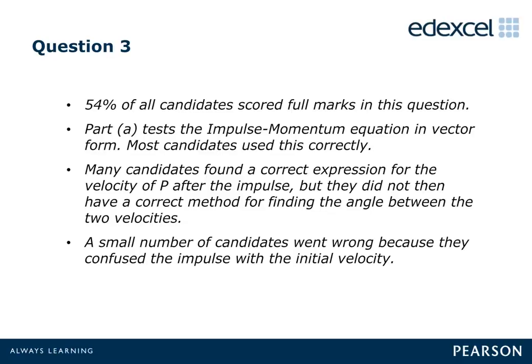Because the initial velocity was 4i, the task was quite straightforward, but perhaps it seemed to be difficult to those who were not confident working with vectors. A small number of candidates went wrong because they confused the impulse with the initial velocity, so they were not actually finding the required angle.